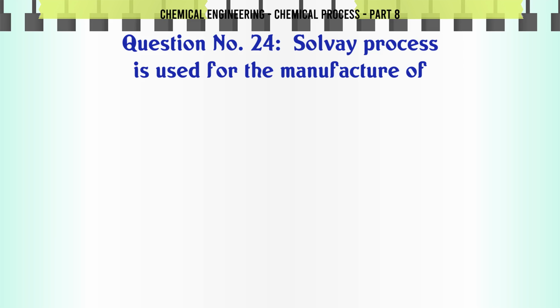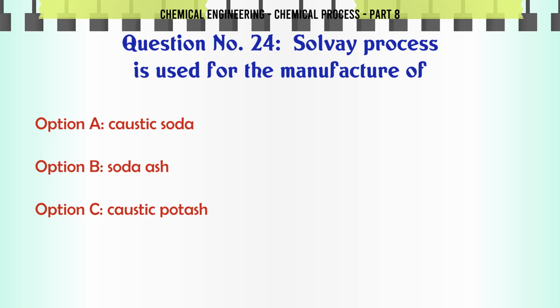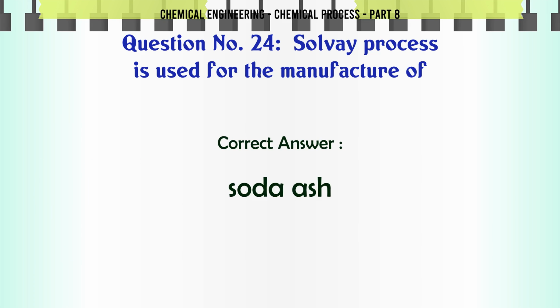Solvay process is used for the manufacture of A. Caustic soda. B. Soda ash. C. Caustic potash. D. Soda lime. The correct answer is soda ash.